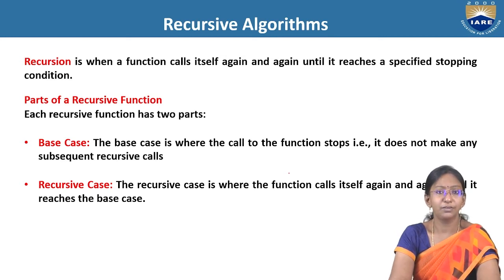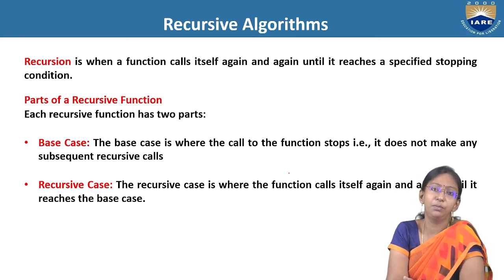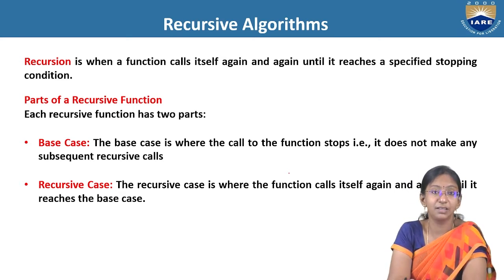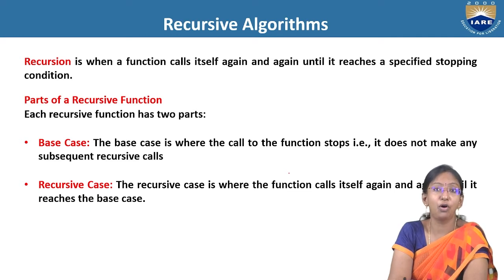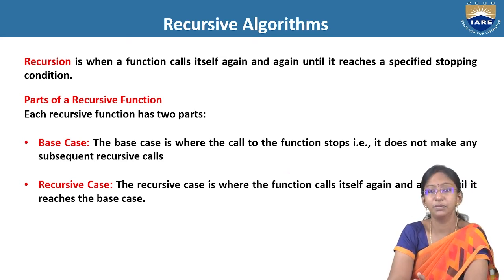So there are two parts of a recursive function, which are the base case and the recursive case. Then what do you mean by base case? Base case is nothing but a function which calls the recursive case, right? And the recursive function is the function which calls itself n number of times unless the condition given by the base case breaks, right?